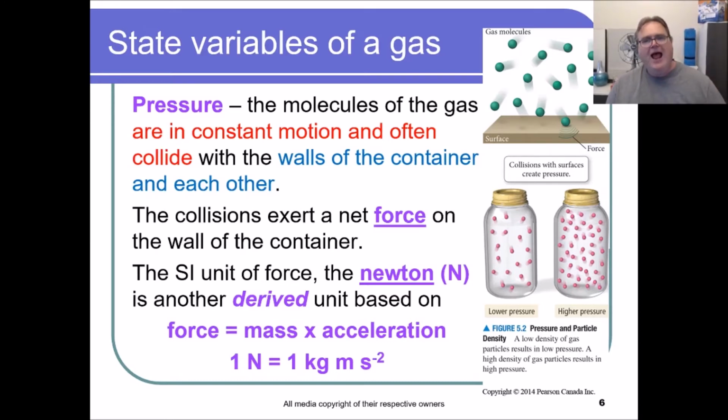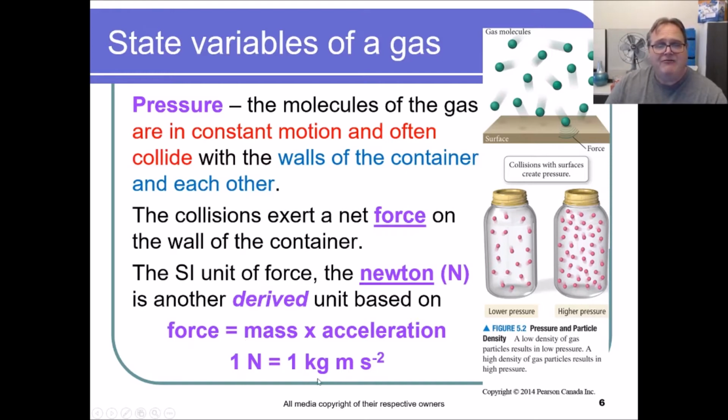So the molecules bang into the walls of the container. They actually also bang into each other as well, but that's a secondary kind of thing for our understanding of pressure. And that means they're going to exert force on the wall of the container. That force has to be divided by the surface area, as we're going to find out on the next slide. So effectively, the SI unit of force is the Newton. That's a derived unit because force is mass times acceleration. So 1 Newton is a kilogram meter per second squared. So here we see the derived unit.